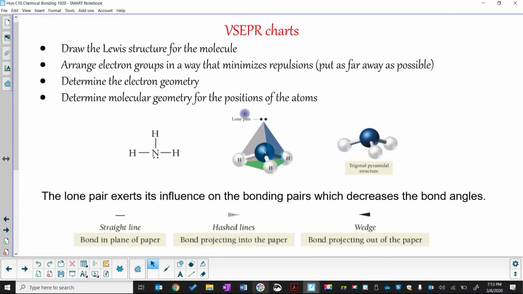The lone pairs take up more space, so you notice that these atoms are pushed slightly down. If you see a straight line, it's in the plane of the paper. Hash lines is into the paper, and wedge is projecting out. These are given so that you understand it, but you will not be required to use these lines.